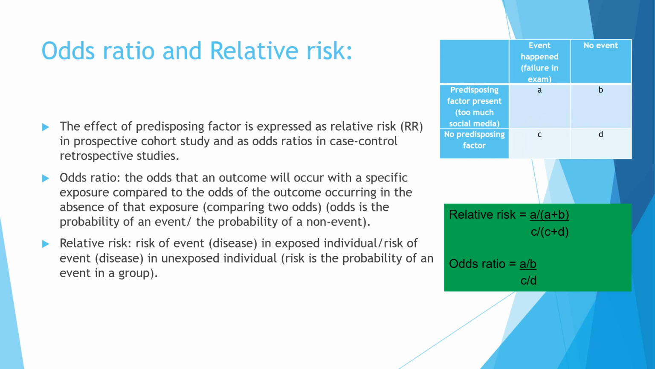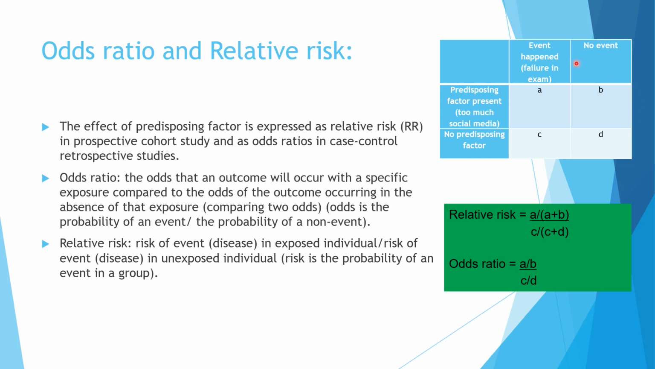So the odds is the probability of an event divided by the probability of no event, so it will be A divided by B, or C divided by D. And then you get the ratio of these two. The risk in general is the probability of an event in a group. So it will be A divided by the whole group, A plus B, and C divided by the whole group, C plus D.